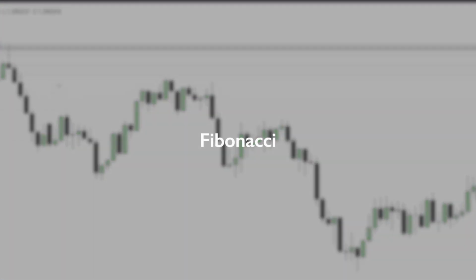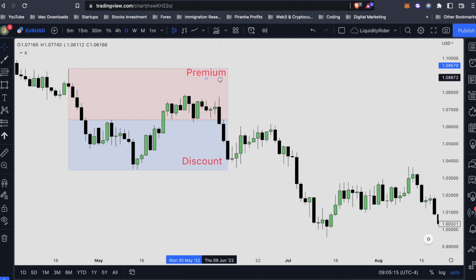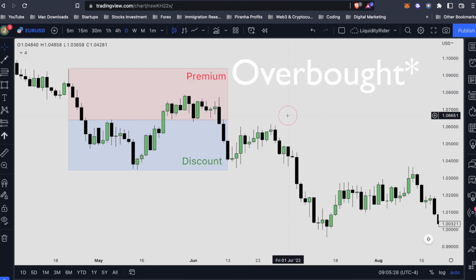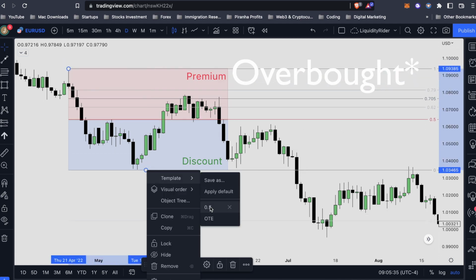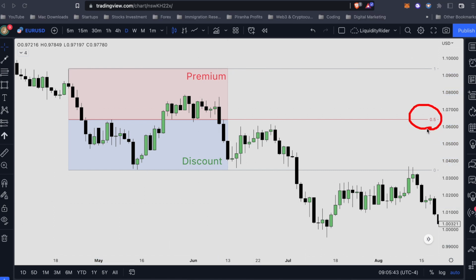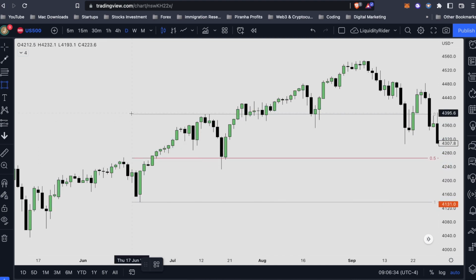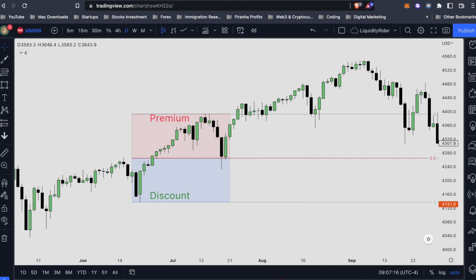Last but not least, Fibonacci. We don't use Fibonacci for Fibonacci's sake. We mainly use it to gauge premium and discount of a dealing range. Premium means price is overbought without using an indicator, and price is trading at a high or premium price. Just like any business, you want to buy products at a discount and sell them at a high premium for the profit. If you can measure premium and discount using your eyes, you don't really need to use the fib. But if you have OCD like myself and you want to be so precise and accurate, draw the fib to measure the equilibrium of the range to identify the premium or the discount of a dealing range.